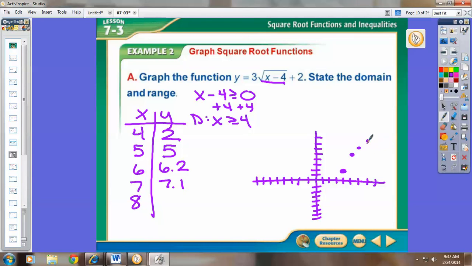Let's keep going. Let's put 8 in. 8 minus 4 is 4. The square root of 4 is 2. 2 times 3 plus 2 is 8. So 8, 8. Now, this is definitely not a straight line. I mean, we should be able to see that it's not quite a straight line, is it? Okay.